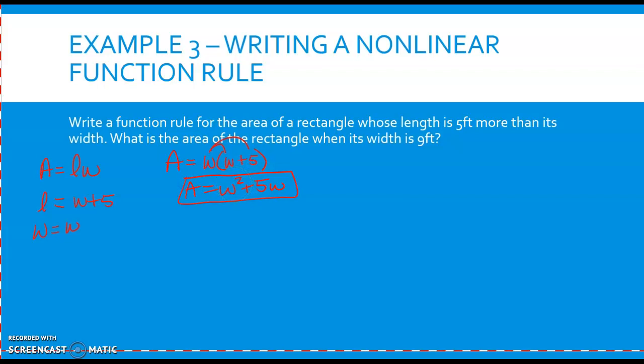Now, part 2, what is the area of a rectangle when the width is 9? So this is part 1, right? Part 2. We're just plugging in. If width equals 9, then my area is going to equal 9 squared plus 5 times 9. So I'm going to end up with 81, because 9 squared is 81, plus 45. And then 81 plus 45 is 126. So that's 126 feet squared for the area of this rectangle, knowing that my width is 9.